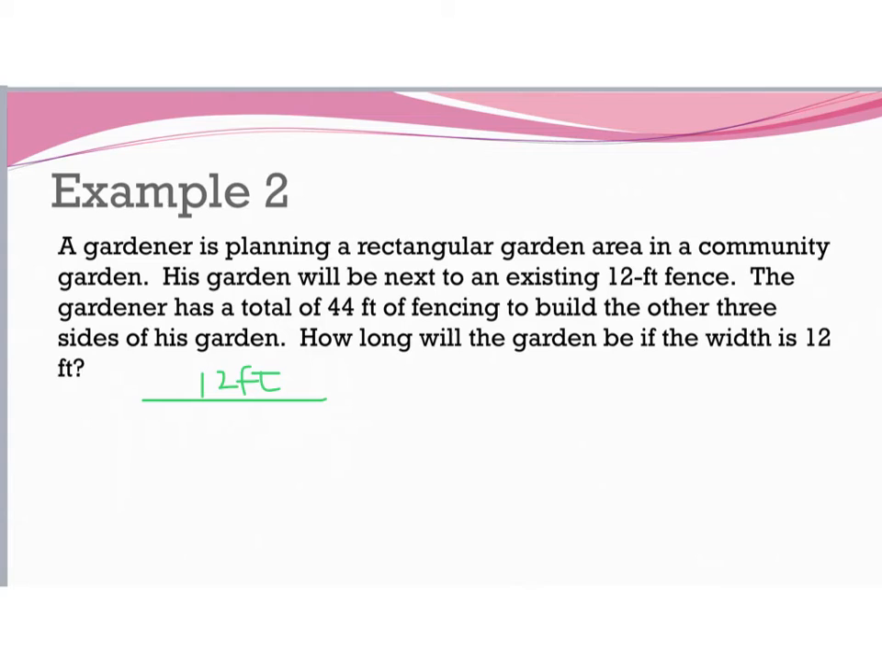So if this is my fence that's already there, we're going to have to add the other 3 sides to this rectangular garden. Well, I don't know what my 2 side lengths are here. I know that this must be 12 feet because it's a rectangle. So if you look at the information that we're given, we know that this side length plus this side length plus this side length must equal the 44 feet of fencing that we have.